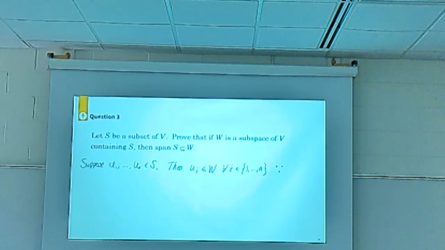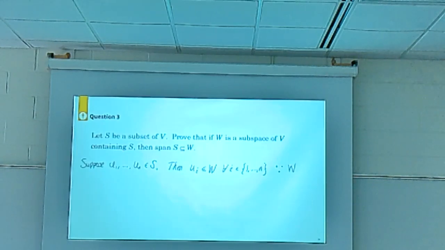Why do I know that if those u's are in S, they must also be in W? Because it's a subset. What symbol? That's talking about this one here. It's a subset. Yeah, that's subset. It says W contains S.